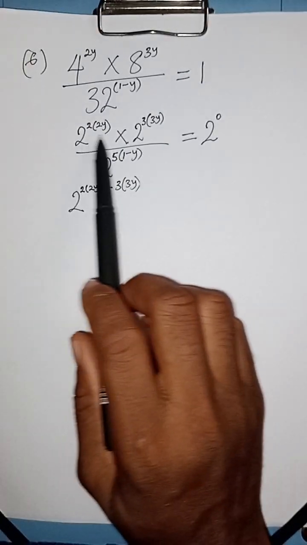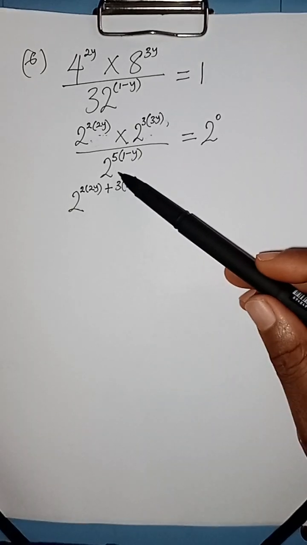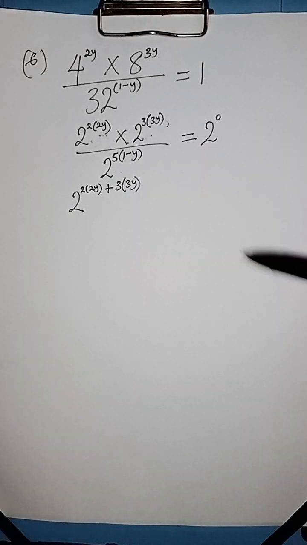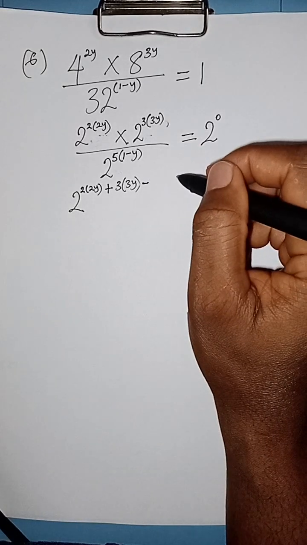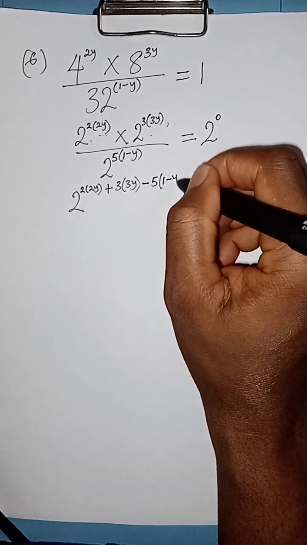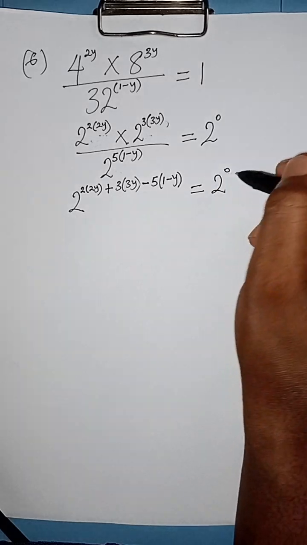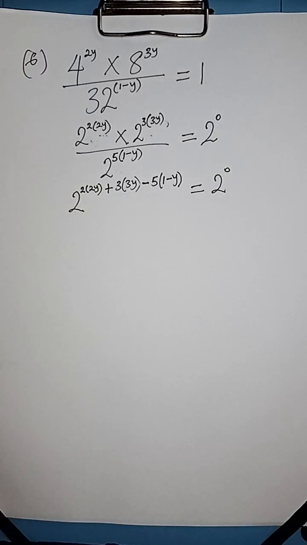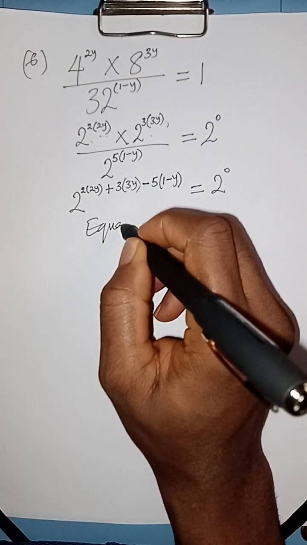So I have eliminated the numerator bases to have just one base, but I'm left with a denominator that has a base 2. Division in indices means subtraction, minus. Now what am I going to subtract? 5, open bracket 1 minus y, close bracket, all equal to 2 raised to power 0. So I've succeeded in making the left-hand side to have one base, which is 2, and the right-hand side to have one base, which is also 2. So at this point, you can equate powers.